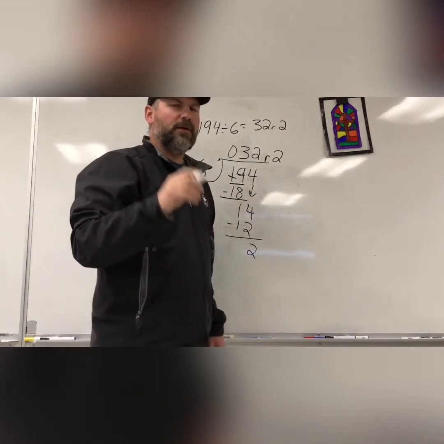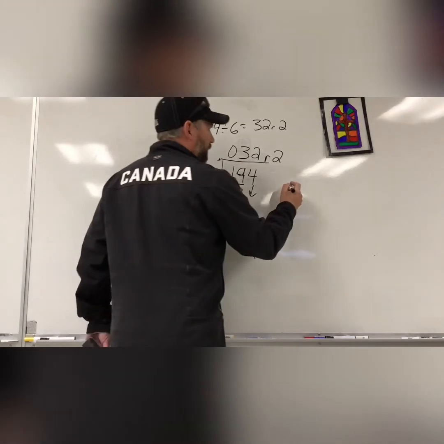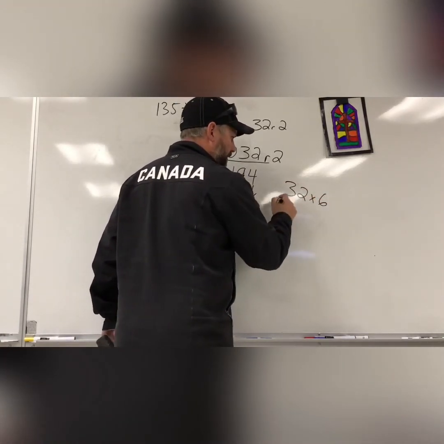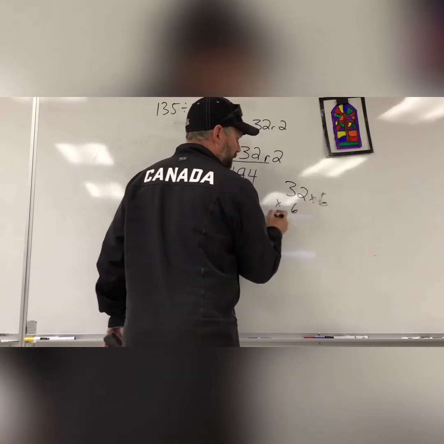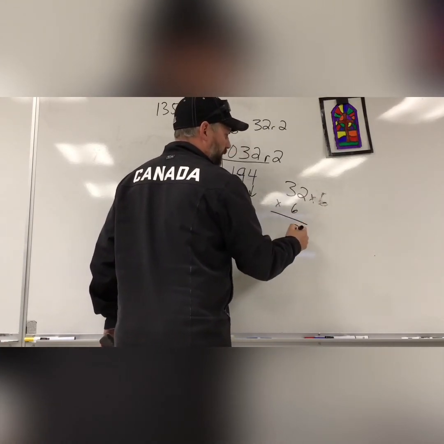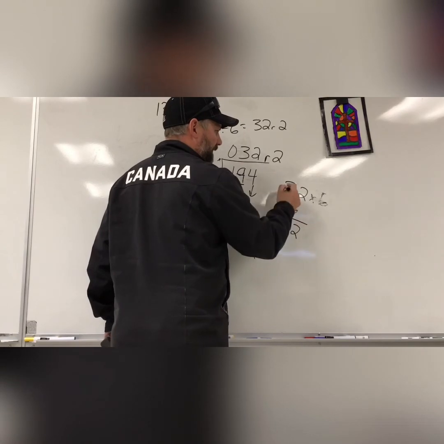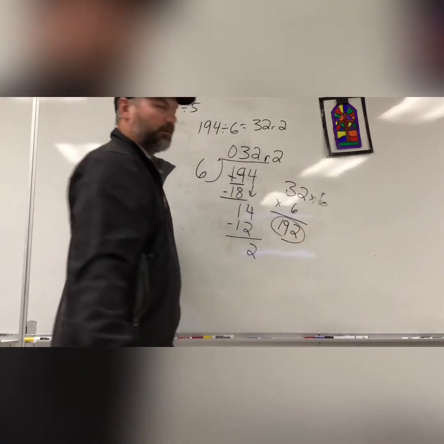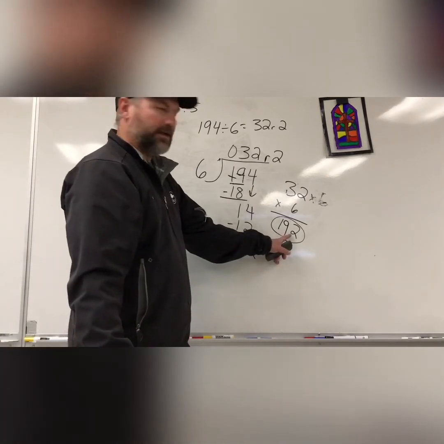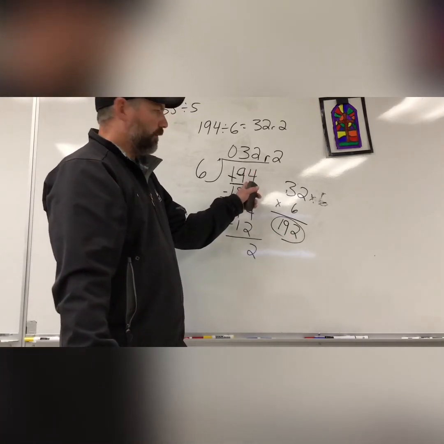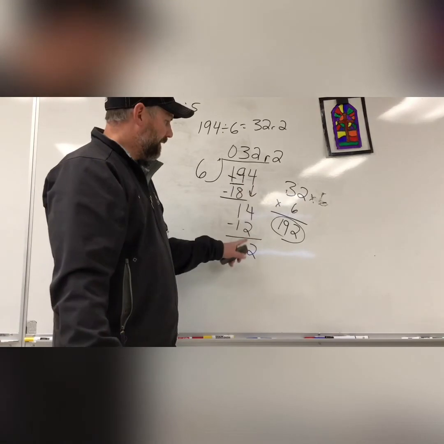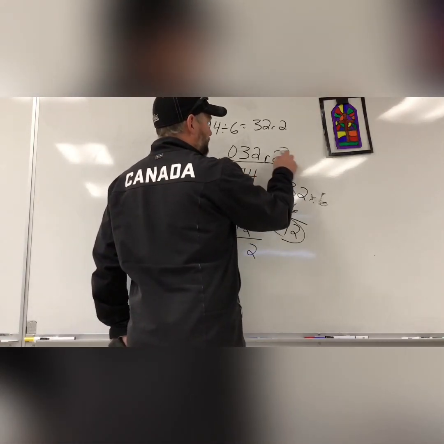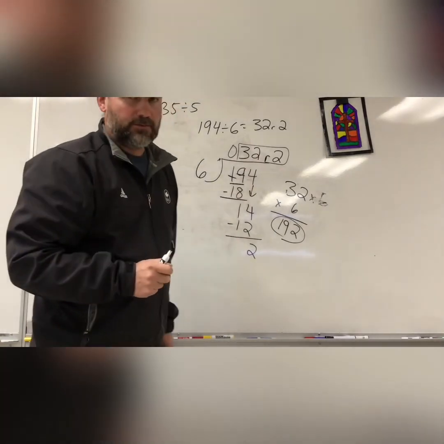Sounds odd, sounds weird, but all that means is 32 times 6. If we do that, times 6, we get 12. 6 times 3 is 18, plus that 1 is 19. See what answer I get if I work it backwards? I get 192. But we started with 194. That's where that remainder of 2 is that gets added in. So the answer is 32 remainder of 2. Okay?